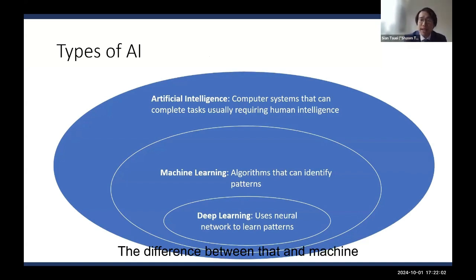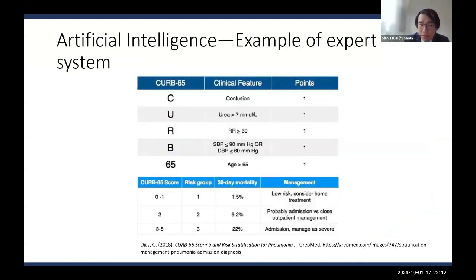The difference between that and machine learning is that machine learning can independently distill patterns. And within machine learning, there's a specific stream called deep learning that basically uses a specific architecture called a neural network to learn patterns.